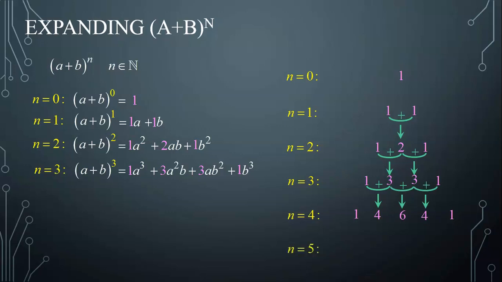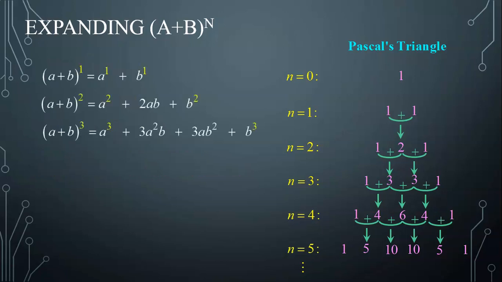Again, for n equals 5, the first and last coefficient should both be 1, and then 1 plus 4 gives 5 for the second coefficient, 4 plus 6 gives 10 for the third coefficient, 6 plus 4 gives 10 again for the fourth coefficient, and 4 plus 1 gives 5 for the fifth coefficient. And so on. Now this is what we call Pascal's triangle, which would help us find the coefficients of the expansion of (a + b)^n.